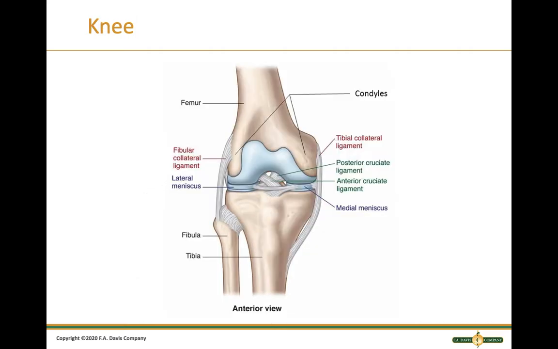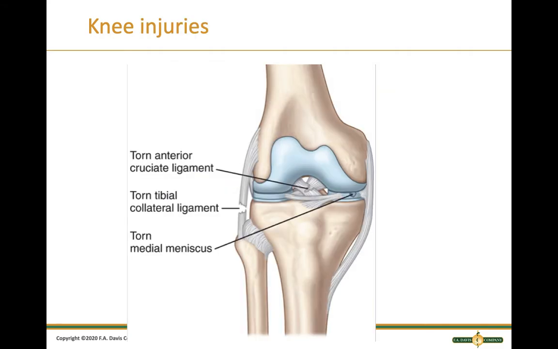So here is the knee joint, probably the most complex joint in your body. And you can see it's made up of several ligaments around the outside and in the middle. And because there's not a lot of muscle around it, it can be easily injured.